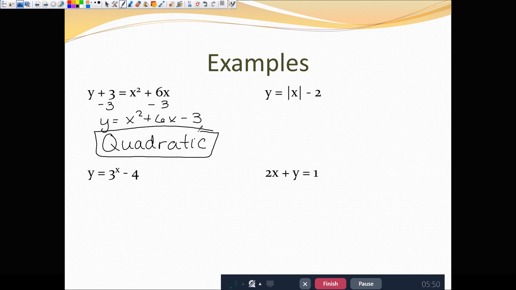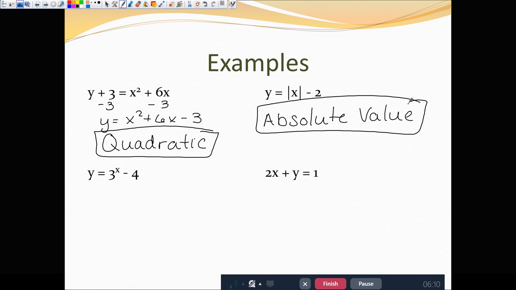All right. This one has an absolute value. So anytime it has an absolute value, it's going to be an absolute value. Okay. All right, we have a variable in the exponent. So this would make this an exponential. Anytime you have a variable in the exponent, it's going to be exponential.